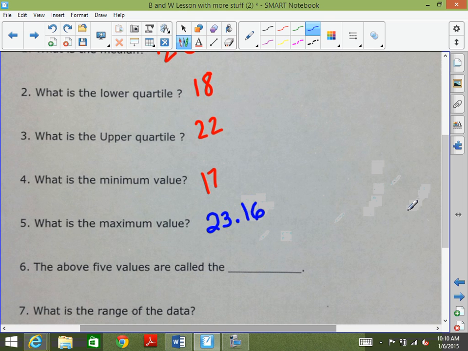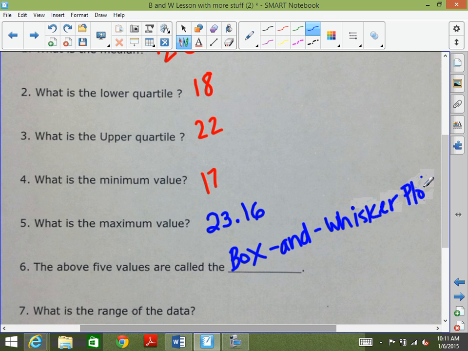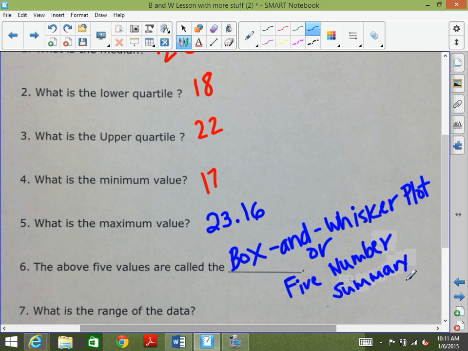The above 5 values make up a what? What's that chart? What's that called? I heard it. Yes, box and whisker plot. Or I want you to put this down too. The 5-number summary. Because it takes 5 numbers to make it. You have lower quartile, upper quartile, median, minimum, and maximum.